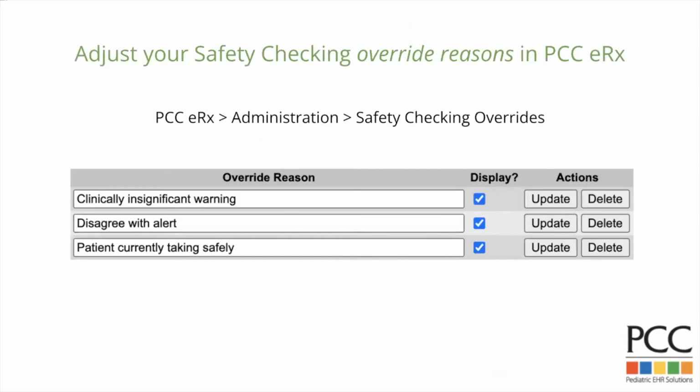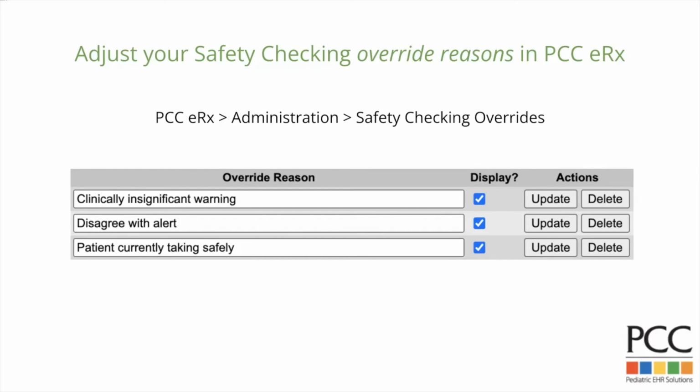While we're at it, safety checking override reasons: you are in control of the type of override reasons that you get. This is an office-wide setting. These are the 3 that you have available to you already in the system. You may be fine with these.